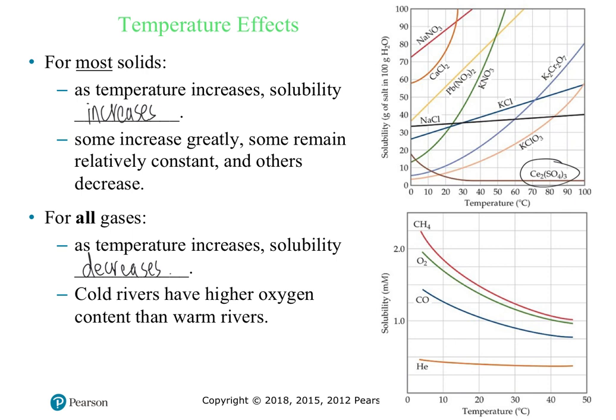And this is common experience for us, right? If I open my can of soda and I want to keep the carbonation in there, I want it to stay bubbly, will I put it in my fridge and keep it cool, or will I put it out in the hot sun? Well, from my experience, putting it in the hot sun makes it go flat really quick, whereas keeping it in the fridge, I might be able to make that last a little bit longer. So that's basically the trend here. Another example is cold rivers tend to have higher oxygen content than warm rivers, which is good for fish.